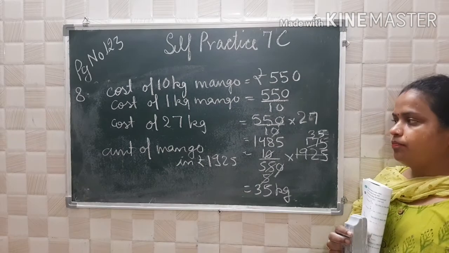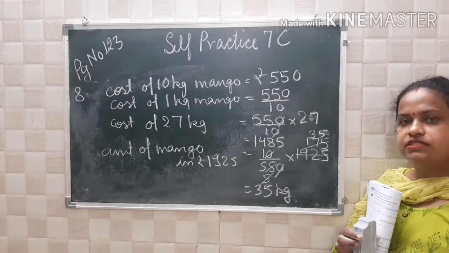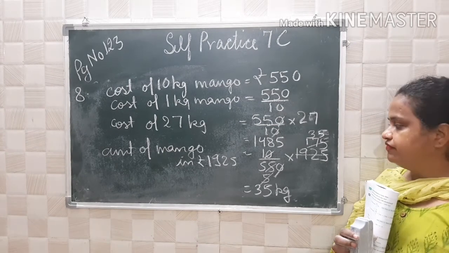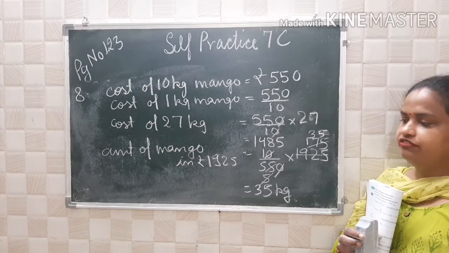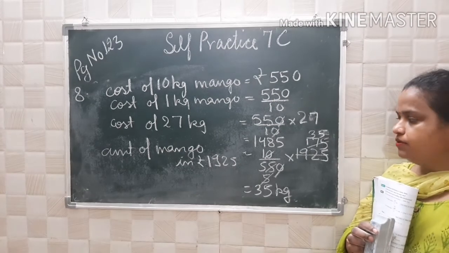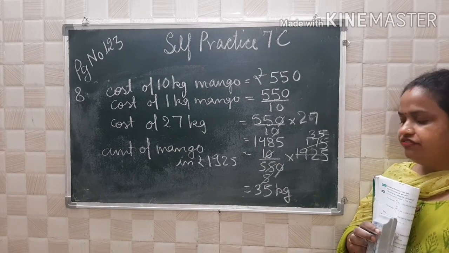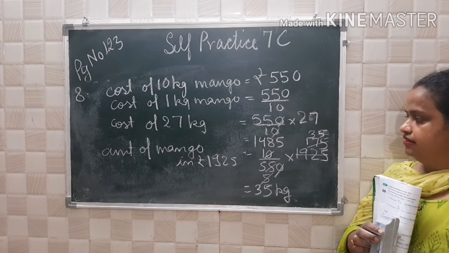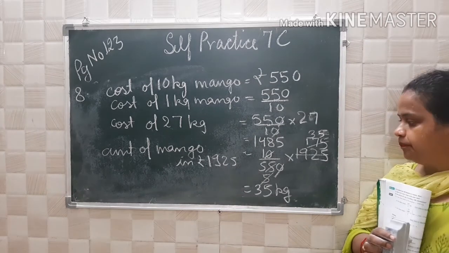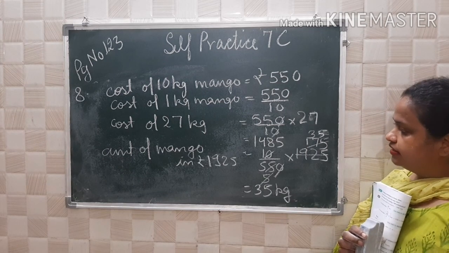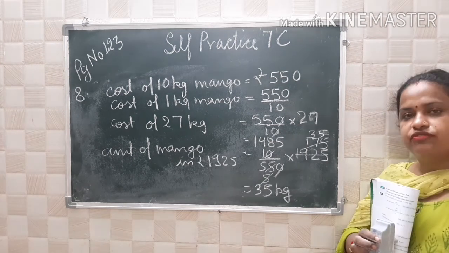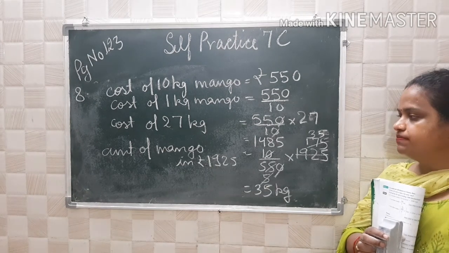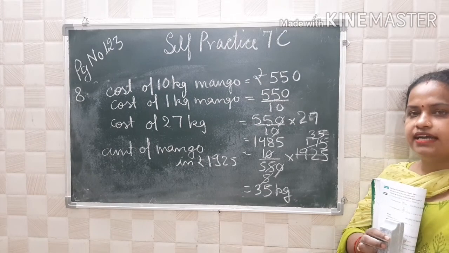Clear? What is the cost of 27 kg? 1485. Now, how much mango can be bought in rupees 1925? That is 10 upon 550 into 1925. So 0 0 cancel out. Now 11 5s are 55 and 11 175s are 35 kg. Now 35 kg mango can be bought for rupees 1925.